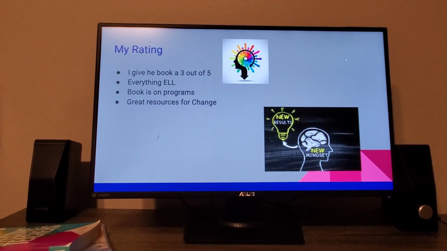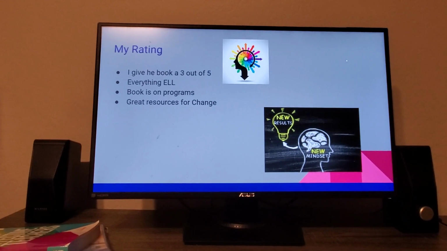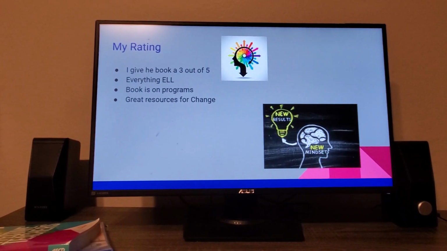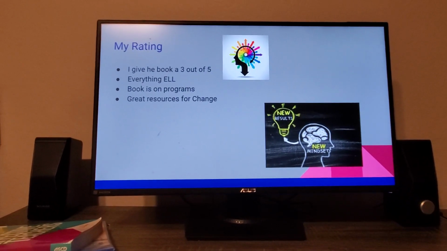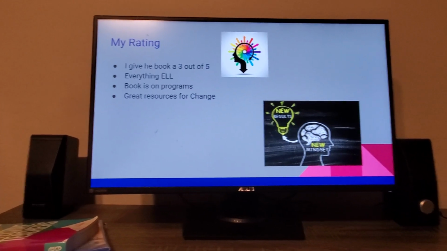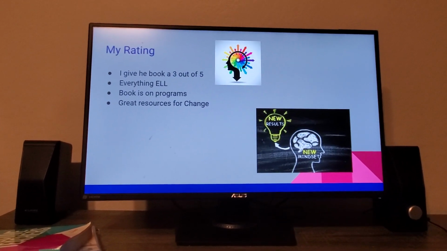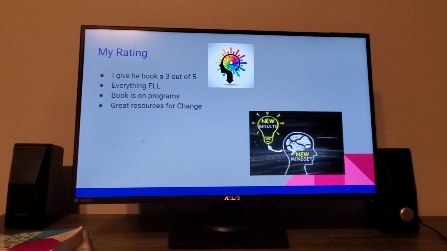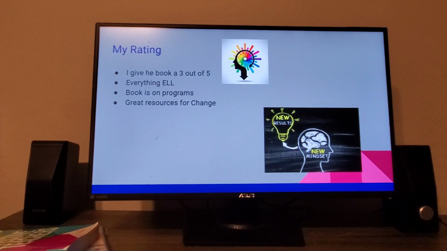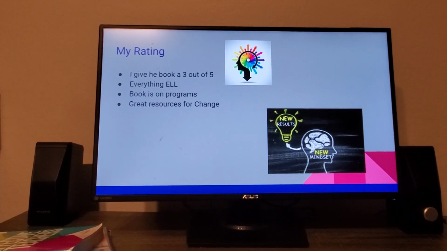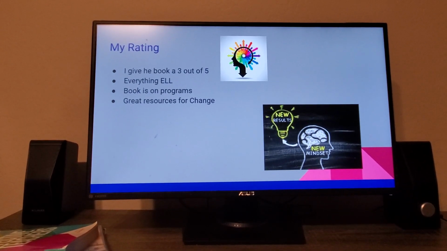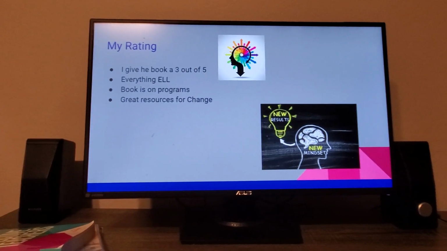I would rate the book 3 out of 5 because it's a really great book covering everything about ELL students and everything that they go through, everything we need to be conscious about. The only reason I say 3 out of 5 though is because it's not really about teaching strategies we can implement. It's more about programs and resources for us to be able to take to our districts to change how we teach ELL students and make it even better for them and make it a more successful atmosphere for them to grow and be successful in education.